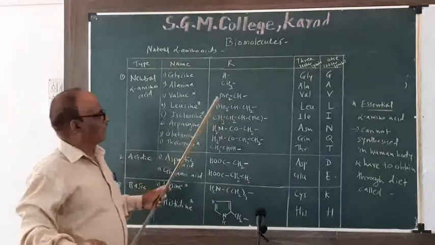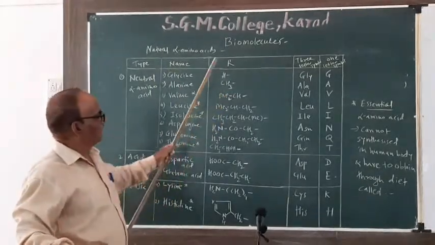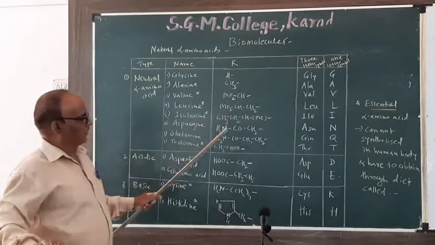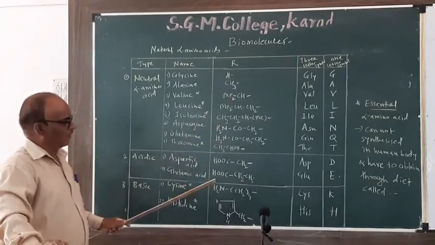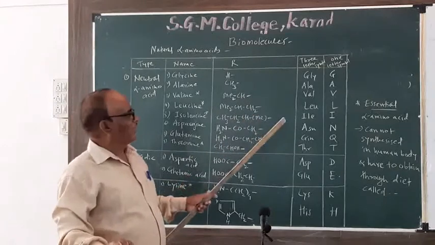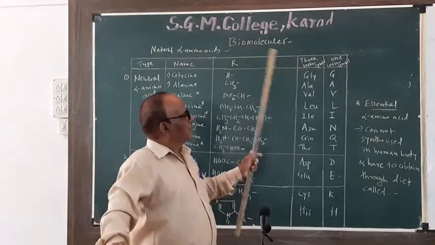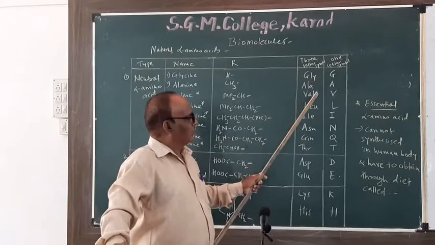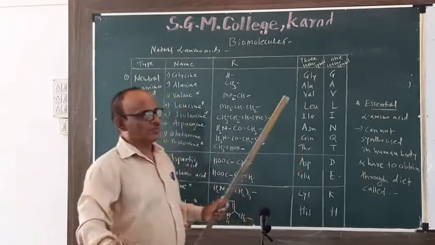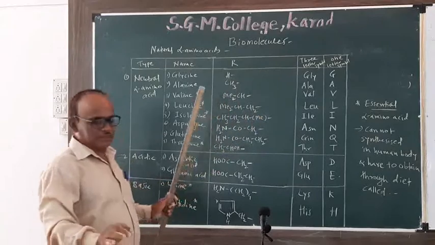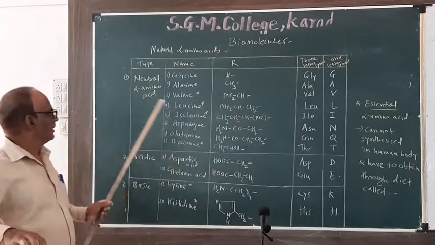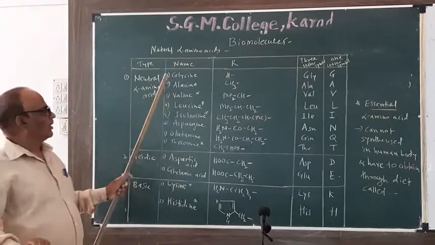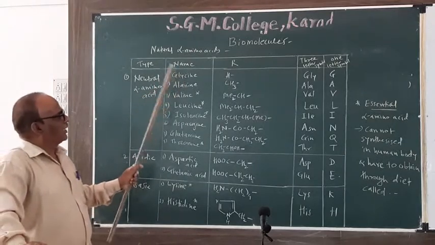In the general formula, R means the side chain in these acids. So the formula of R is given in this table. Then these alpha amino acids are designated by a three letter symbol as well as a one letter symbol. These are given in this table. First we consider the neutral alpha amino acids. The first example is glycine.